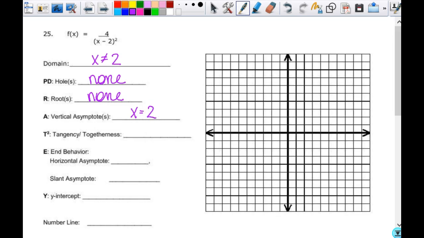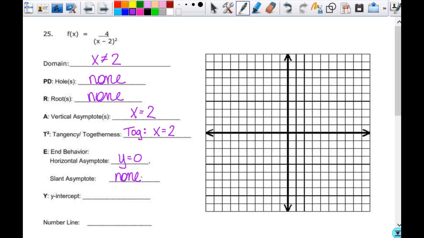Tangency and togetherness, so in the denominator, I have a factor that has an even exponent, which means I have togetherness. Tangency is the numerator, togetherness is the denominator. So my togetherness is at the asymptote where x equals 2. My end behavior, it is bottom heavy, which means it is y equals 0 for my horizontal asymptote. And there are no slant asymptotes.